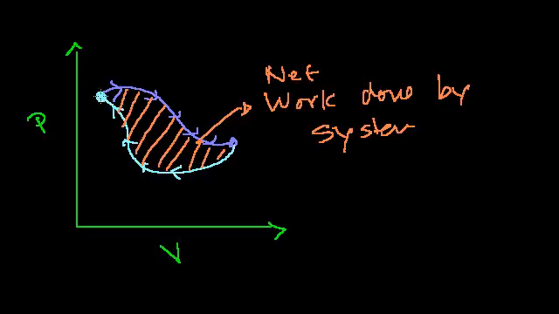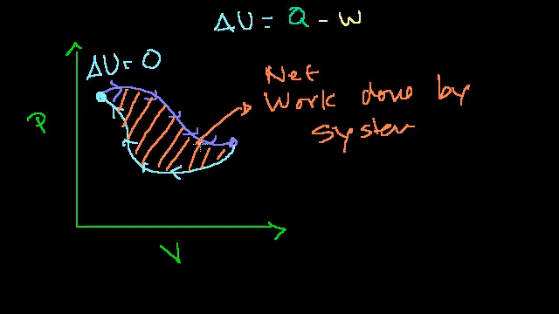So our change in internal energy over this path, you're going to have a different internal energy here than you had here. But when you go around the circle and you get back, your change in internal energy is equal to 0. And we know that our change in internal energy is defined, and this is from the first law of thermodynamics, as the heat added to the system minus the work done by the system.